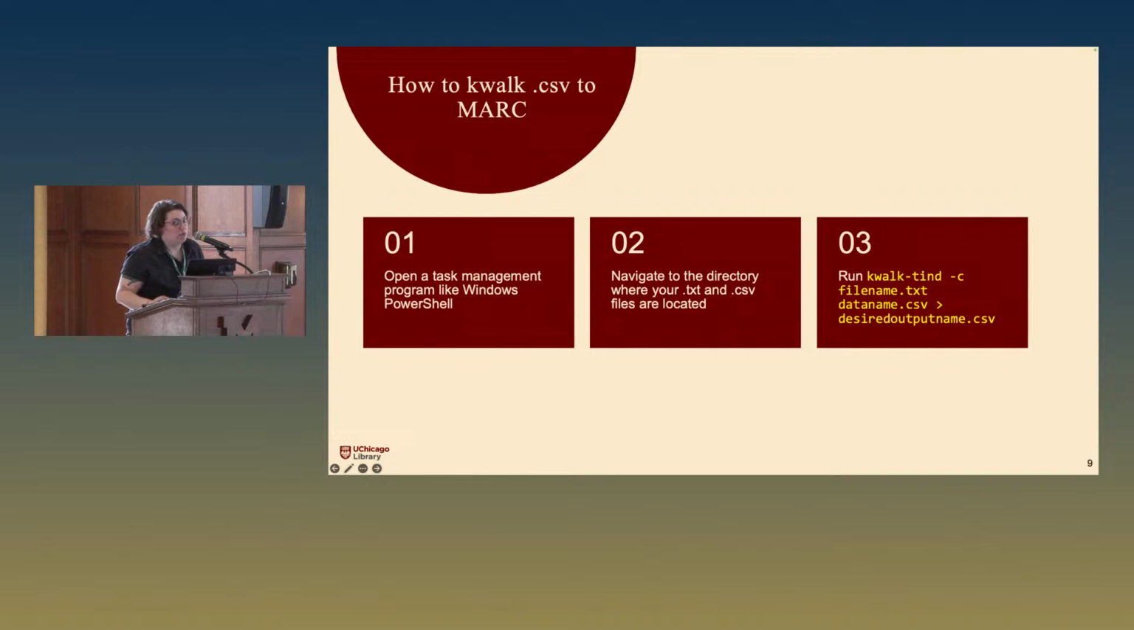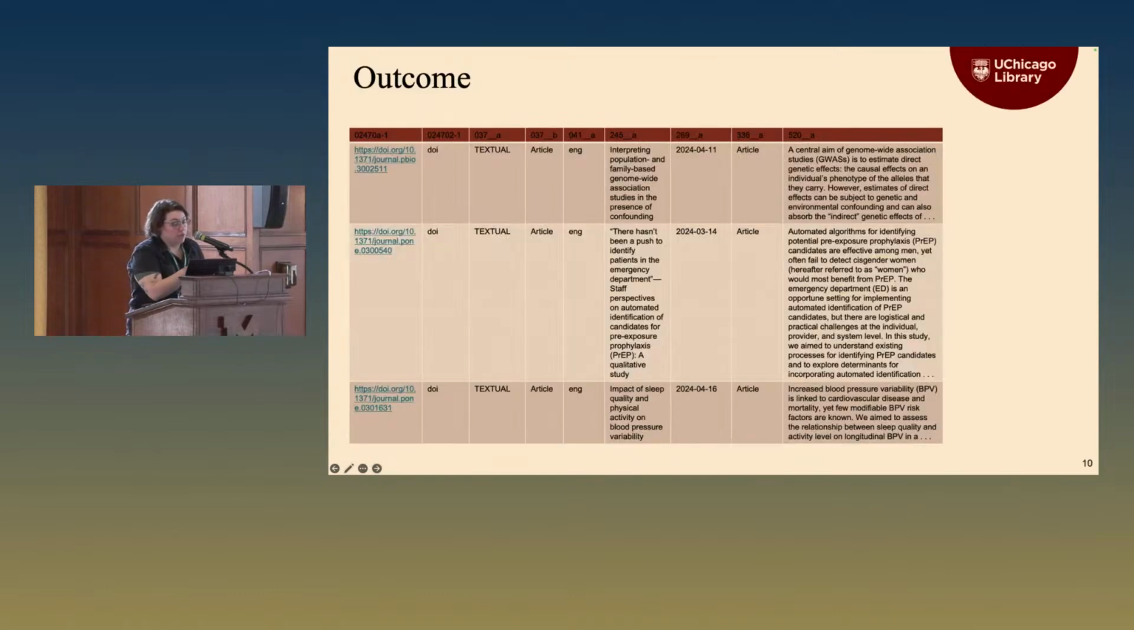And how I run this is, I'm sure all of you know how to open a task management system, most people, and go in there and run this little code that puts together the crosswalk and the CSV file, and then we put out the output. And in that situation, we would get something like this for upload, where the headers have now changed to the MARC fields I need, and all of the items, such as textual, article, English, are now in the file for upload.